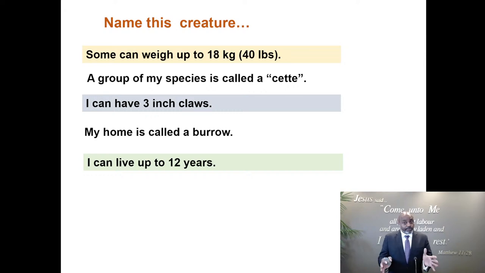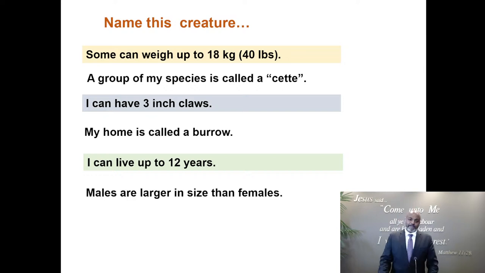Okay, number six. Guys, then females. Interesting. But you know what? That happens a lot in the animal world. A lot of times the males are larger in size than the females. Okay, you know what? We're going to do a little review, and then we're going to do the last two. If you know what it is, yell it out loud.